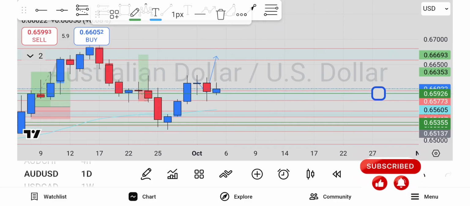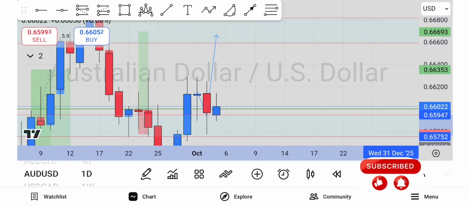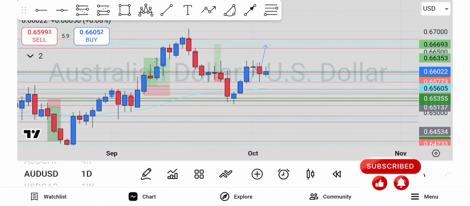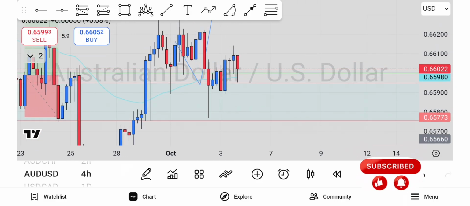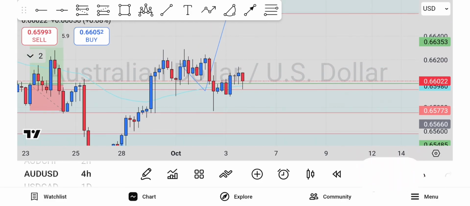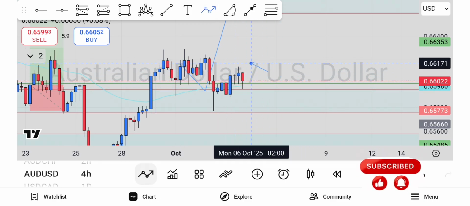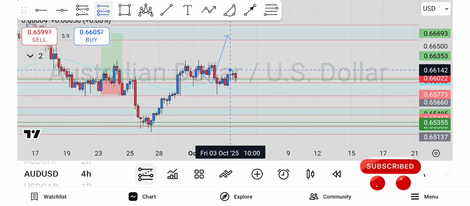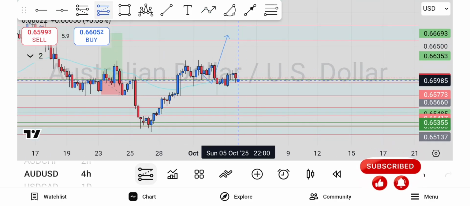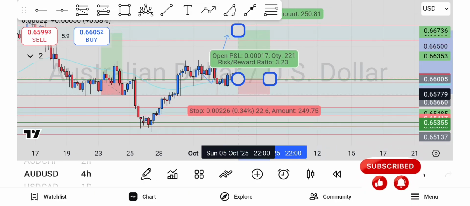We had a break and a retest here on the daily time frame. And we have a change of structure here. So we are expecting AUD USD to go bullish from next week.